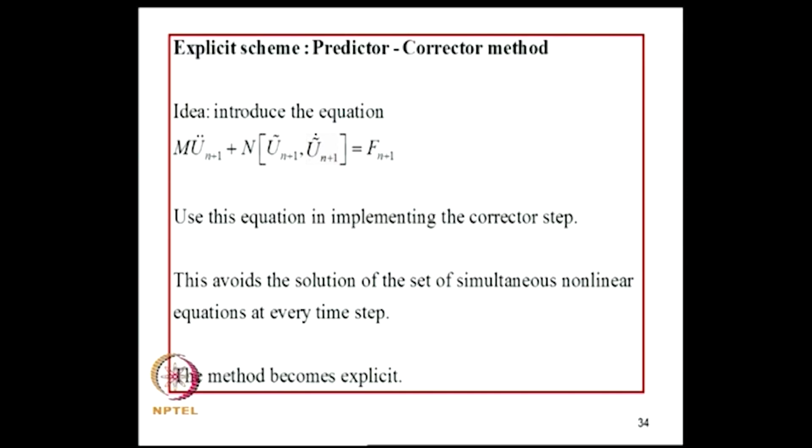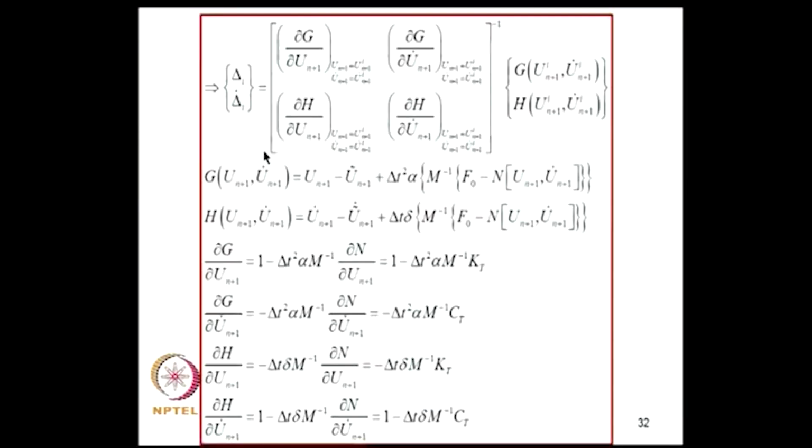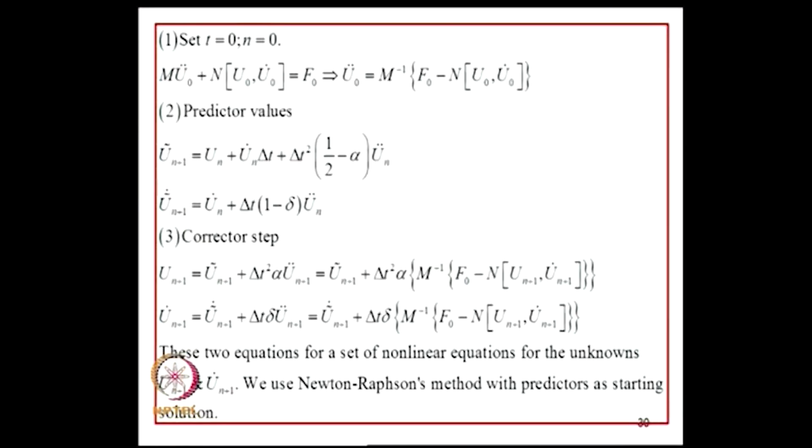Now, what we do is we introduce this additional equation. When we got nonlinear equations in the preceding step, it was because for u double dot n plus 1 I replaced it, if you see here carefully, by f naught minus n of u n plus 1, u dot n plus 1, and we are solving these nonlinear equations. If instead, for the terms inside this bracket, I use the predictors, then this becomes explicit.